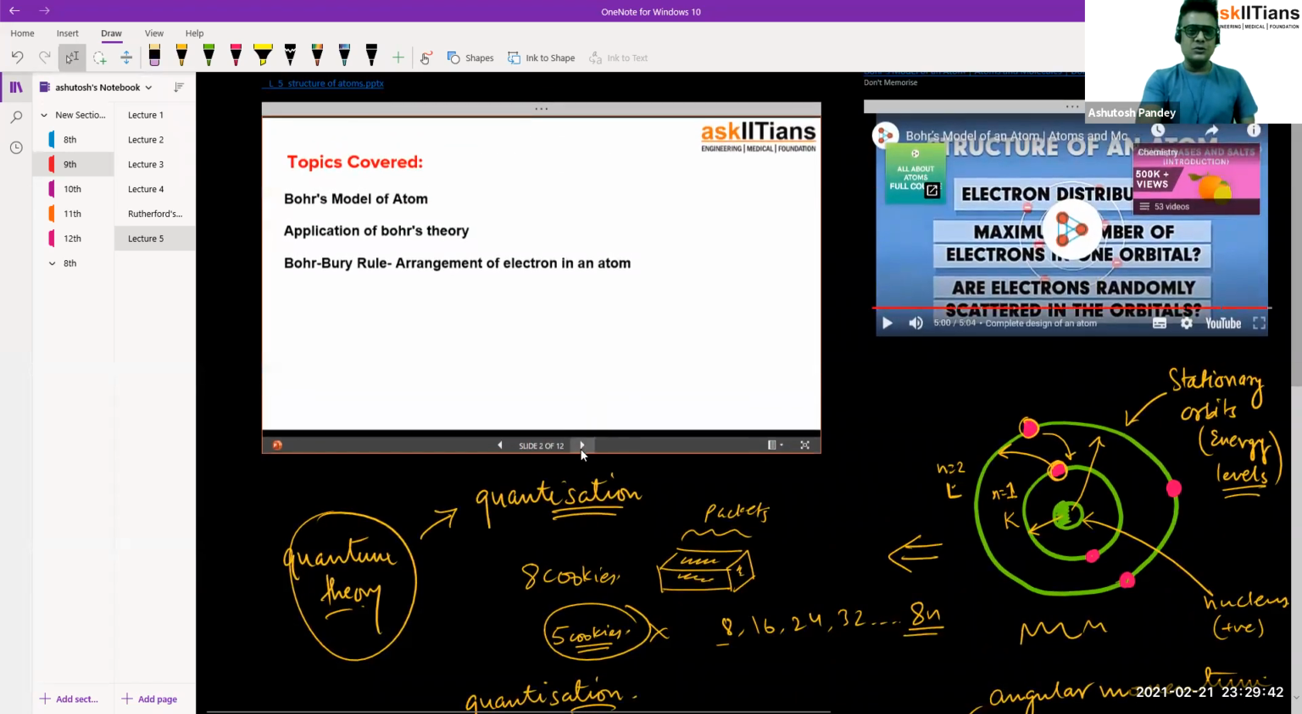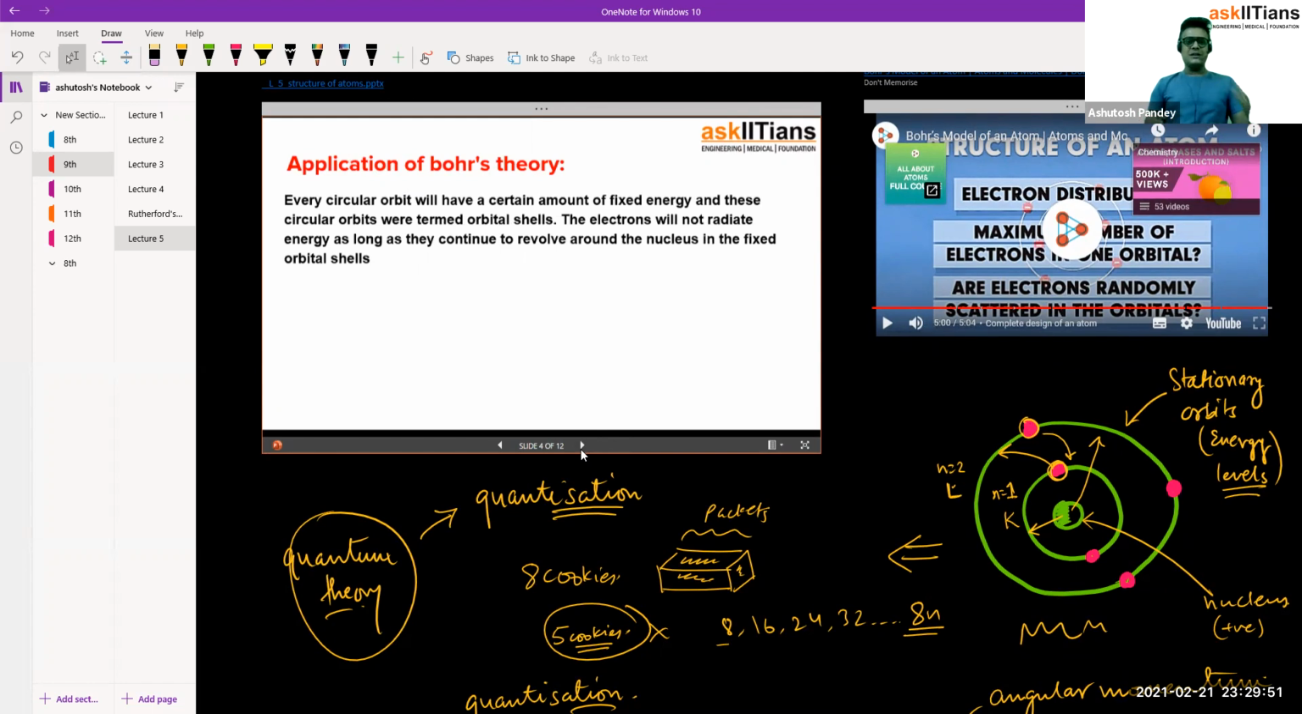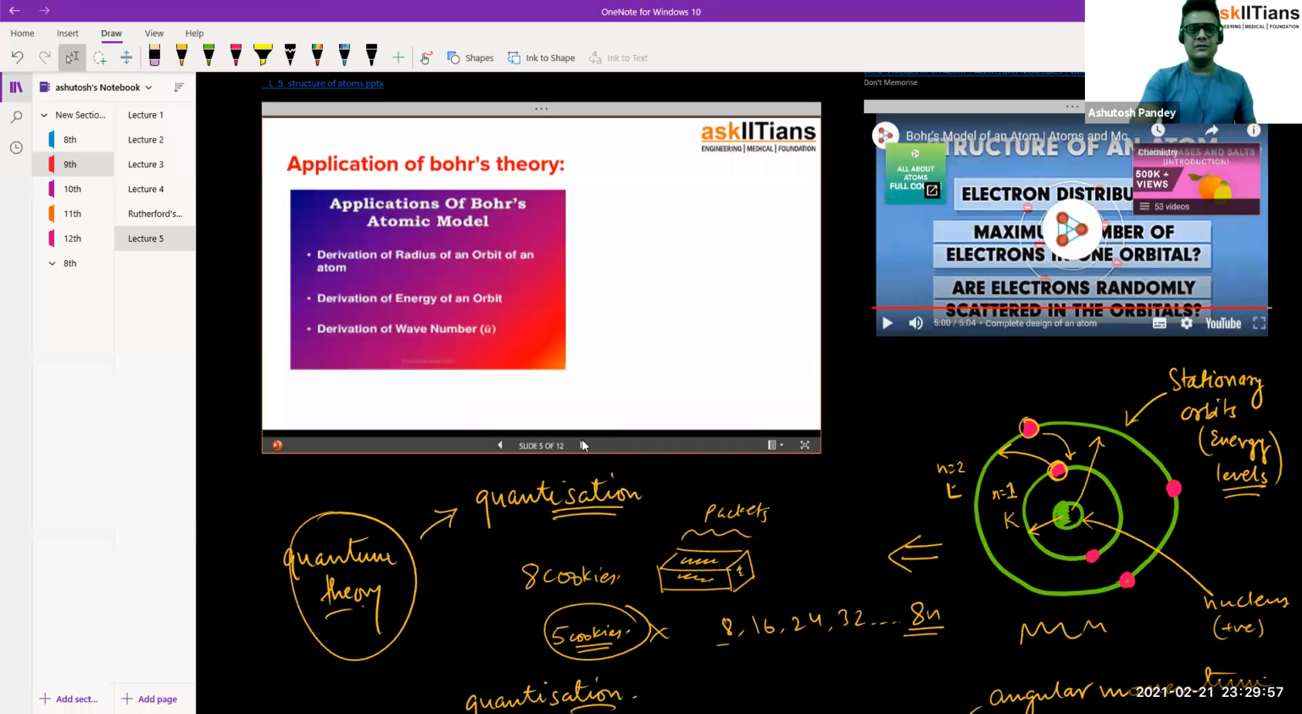Now we already have done this Bohr's model of an atom. Application of Bohr's theory. What are the applications? We have already seen that these electrons have a particular energy when they revolve in one particular shell. So an application of Bohr's atomic model is the derivation of the radius of an orbit of an atom. We can derive the radius of these orbits by Bohr's atomic model.